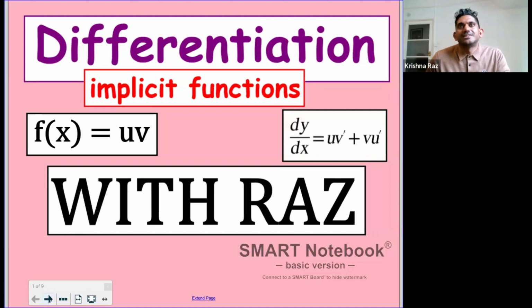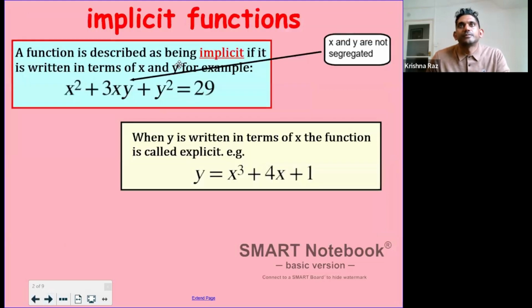So firstly, what is an implicit function? Well, a function is described as being implicit if it's written in terms of x and y. So x squared plus 3x plus y squared equals 29 is implicit because you can see at the bit that I've highlighted, x and y are written together.